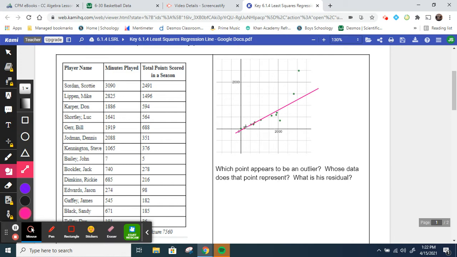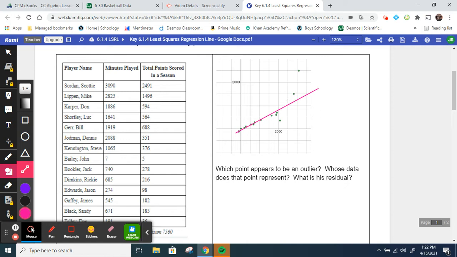So I already sketched in my estimate for a line of best fit. And it's really hard to plot on a scale like this, right? When you're going by 500s, estimating where something like 7.5 falls is really difficult. But I've already drawn my line on here. And the first question is asking, which point appears to be an outlier and whose data does that point represent? And then what is his residual?